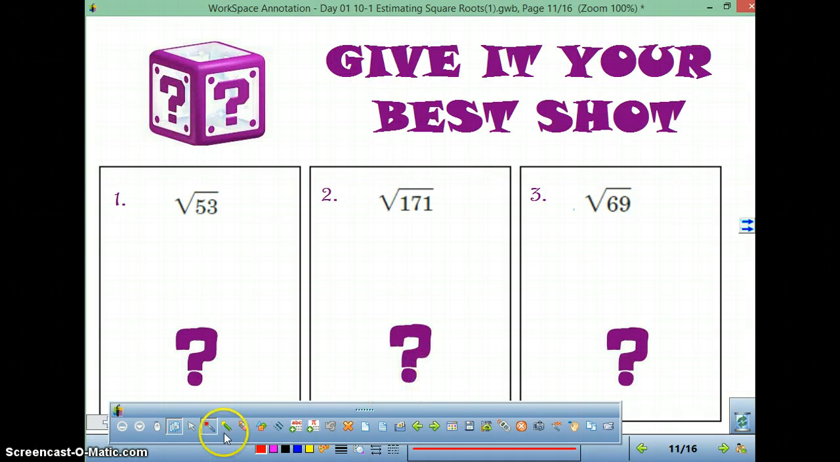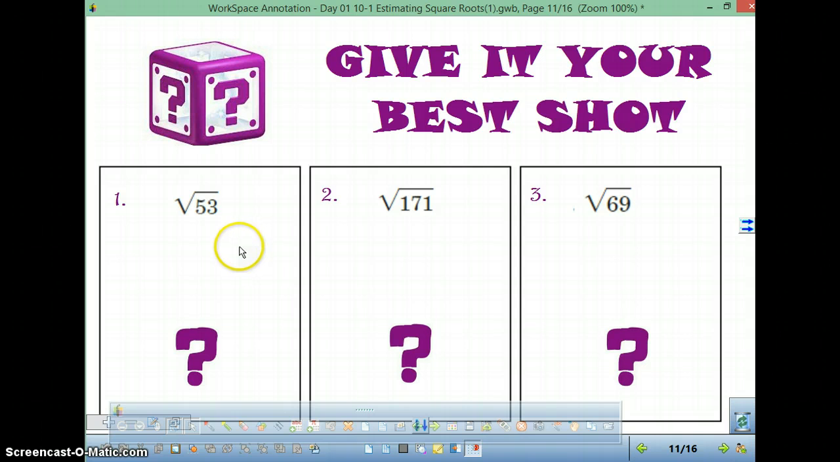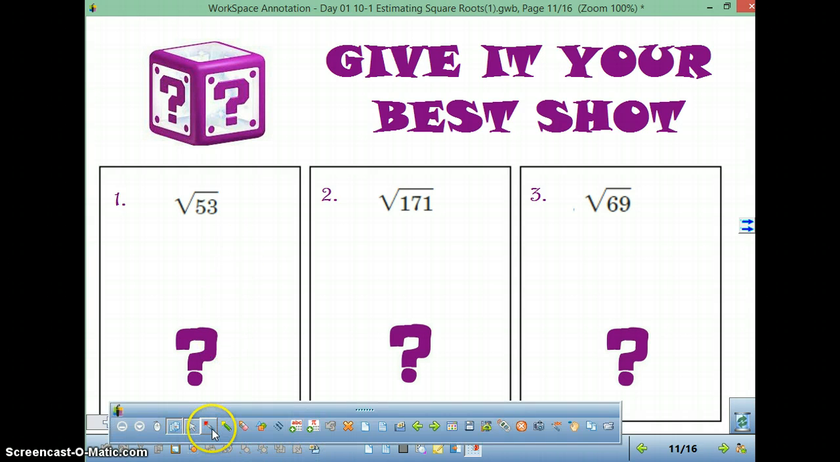Now give this your best shot. Think of the square root of 53. Tell me what number down to the 10th place you think it might be. Just estimate. Here's how I would estimate it.